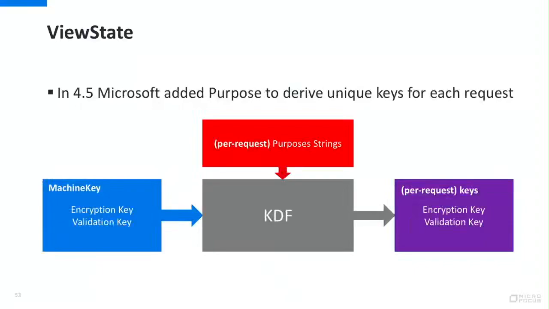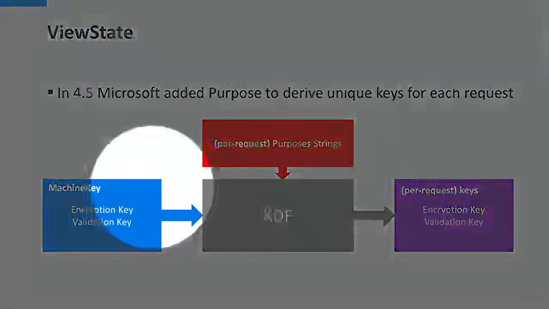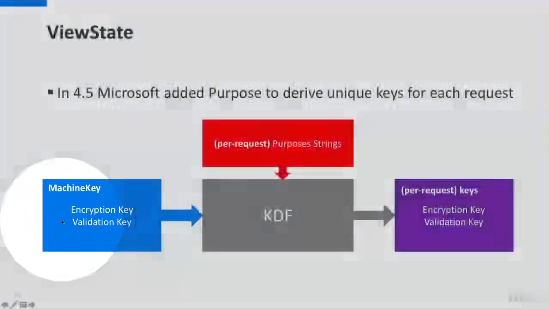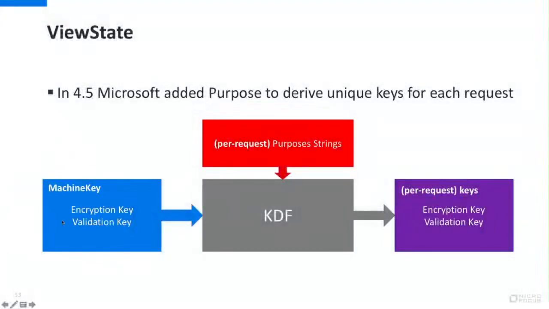Anyway, at some point, they improved the cryptographic posture of the view state by actually using a key derivation function. This was a very interesting approach because if the attacker is able to leak the validation and encryption key, then they will be able to change the view state, put the payload there, and get arbitrary code execution.